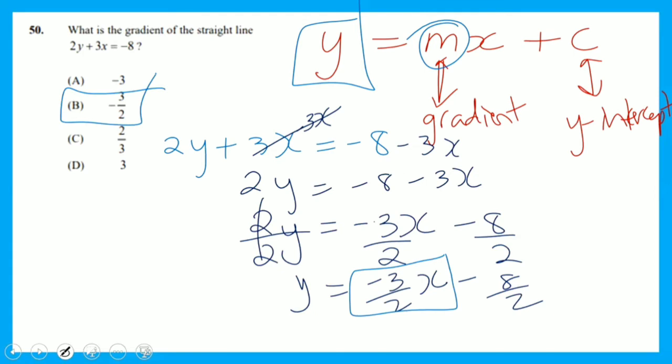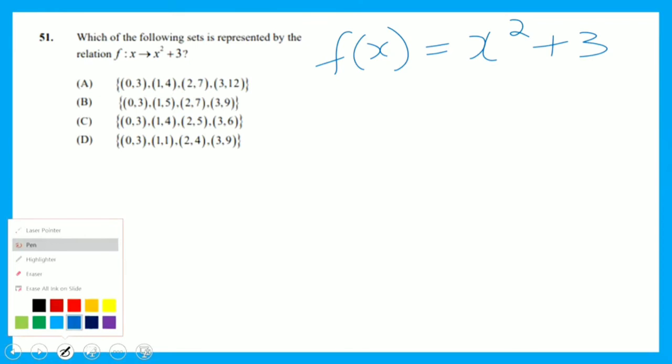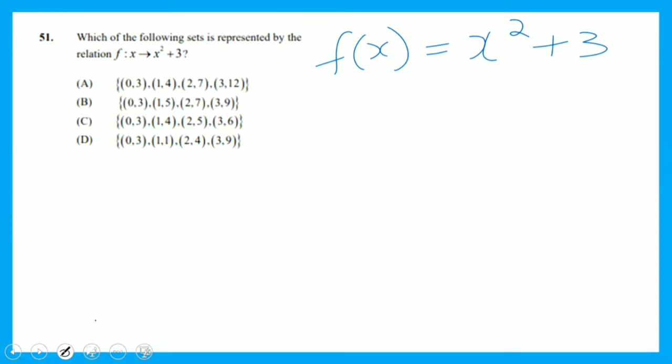We will now move to our final question for today. It says, which of the following sets is represented by the relation f of x is equal to x squared plus 3? I'm going to rewrite it just as I said it. F of x equals x squared plus 3. We know that f of x also can be rewritten as y. So let me just change it to that for reference purposes.